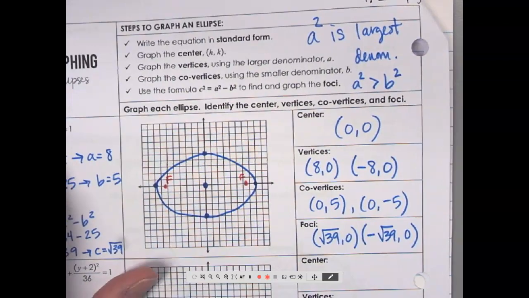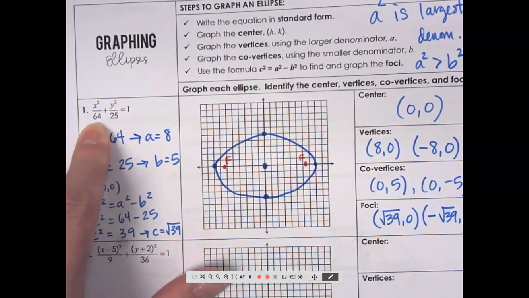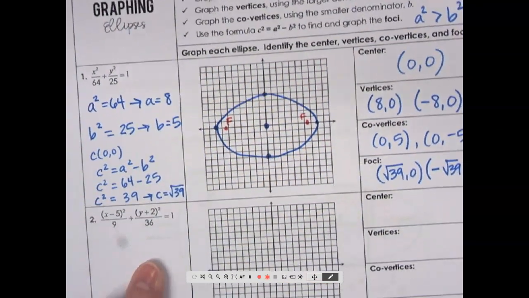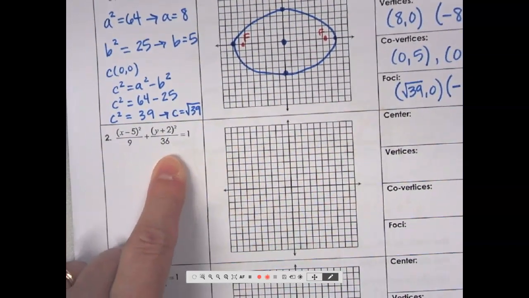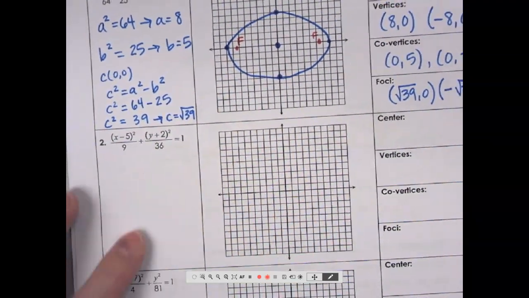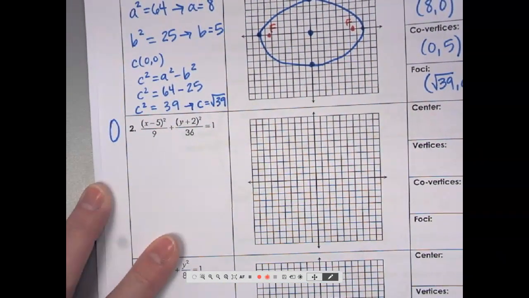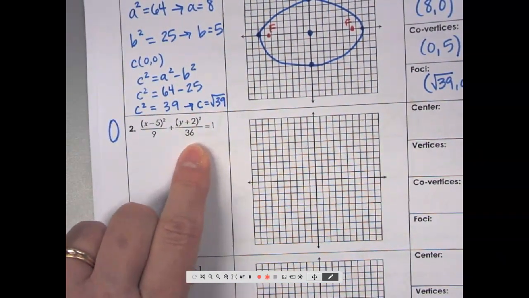My biggest denominator was under x. That means I'm going to go farther in the x direction, therefore it's horizontal. Okay, the next one is the opposite. The biggest denominator is under y. Therefore, this one will be a vertical ellipse because the biggest denominator is under y.